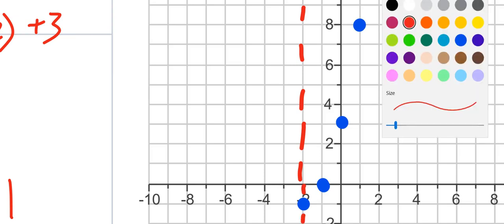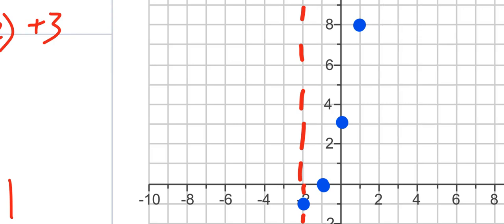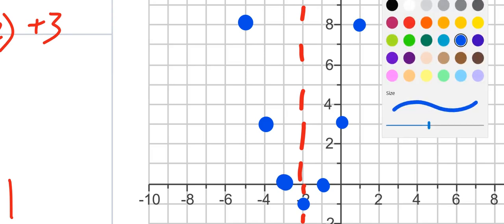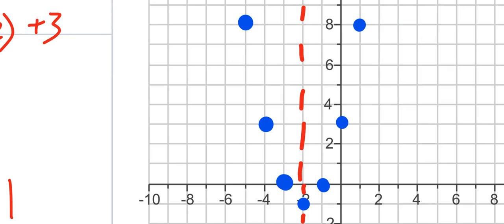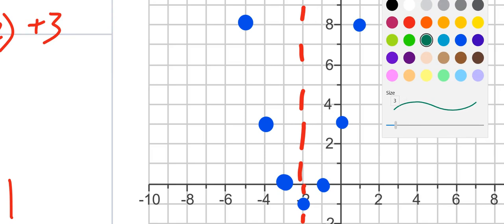Now, it would have been nice if I would have plotted my axis of symmetry, so that when I do my monster blue dots and I match them on the other side, oh, those are bigger than the first ones. Gee whiz, man.